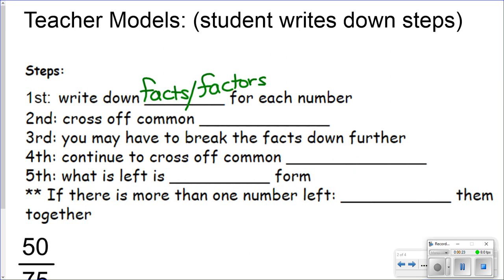Second, we're going to cross off the common facts, or factors. Third, you may have to break the facts down further. Fourth, continue to cross off common facts or factors.